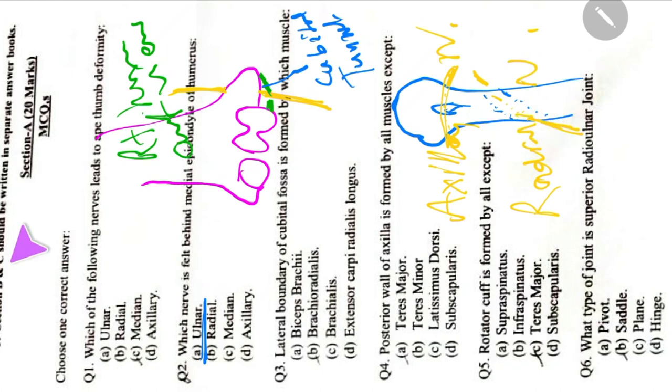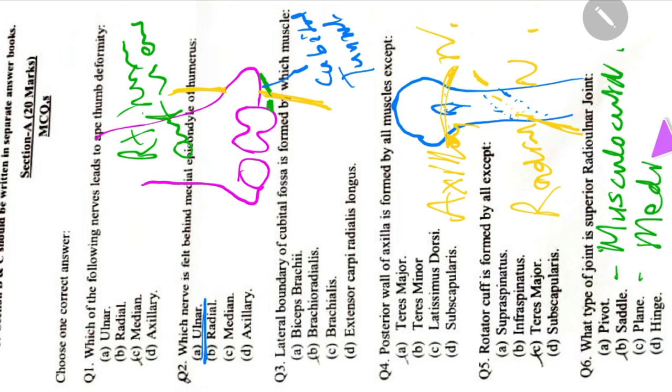So what is not in relation to the humerus in the arm? Remember, the two nerves that are not in relation with the humerus are the musculocutaneous nerve and the median nerve. These two nerves are not in intimate relation to the humerus in the arm. Okay, so question two, the answer is ulnar nerve.